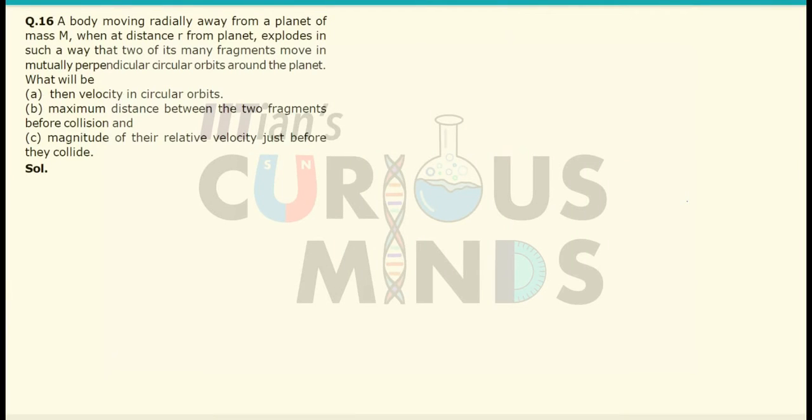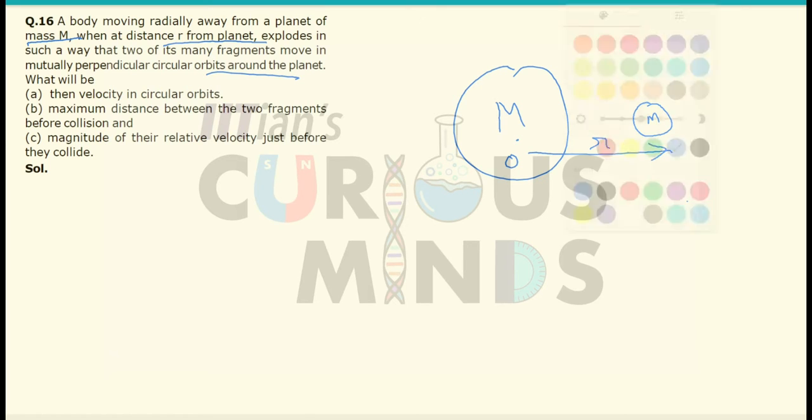A body moving radially away from a planet of mass m, when at a distance r from the planet, explodes in such a way that two of its fragments move in mutually perpendicular circular orbits around the planet. So if I consider this as the planet, we have to find out various things. Let us say the body was at a distance r from the center. They are going in mutually perpendicular directions.